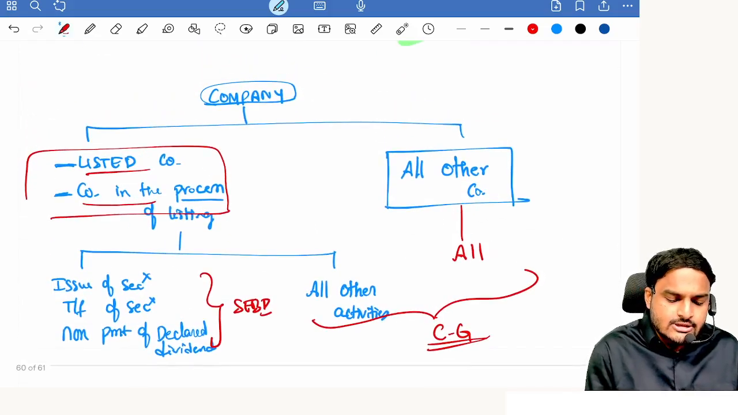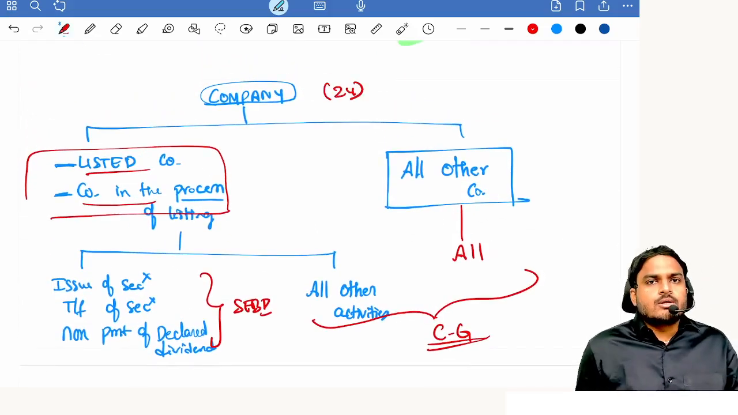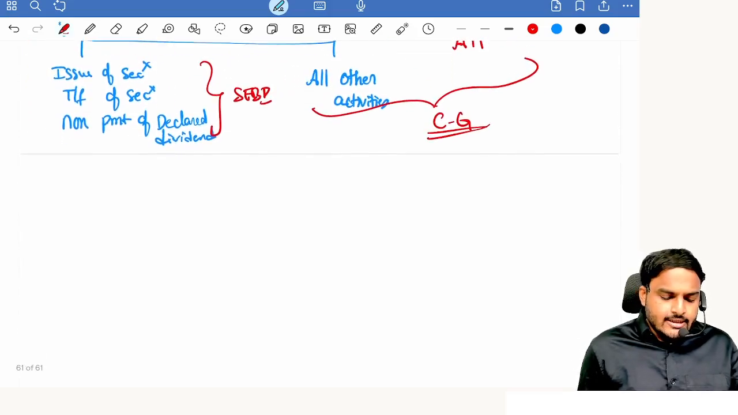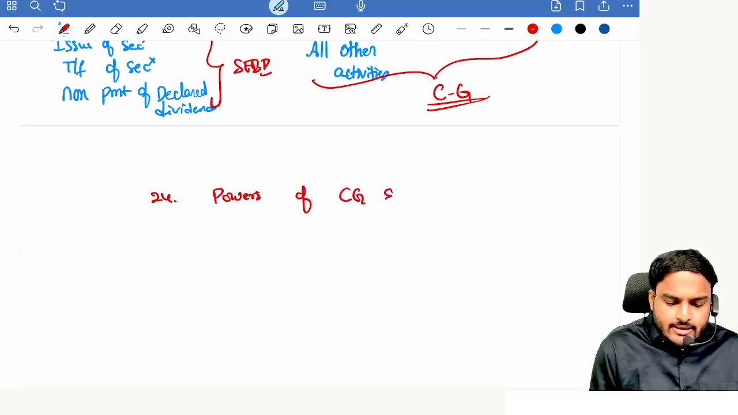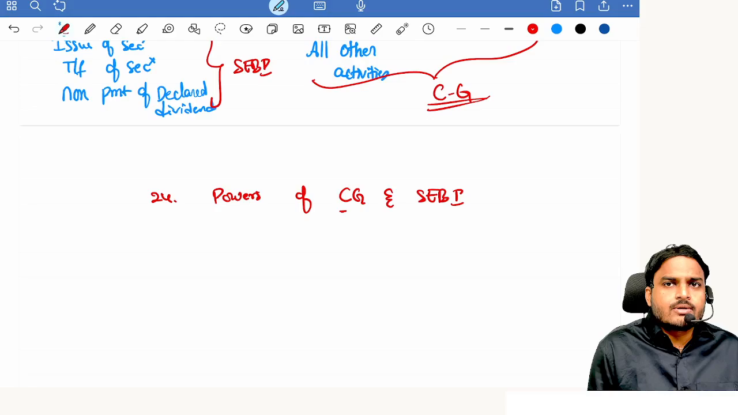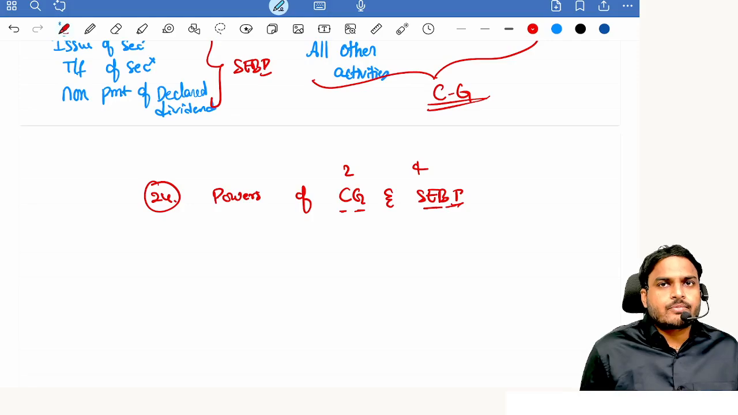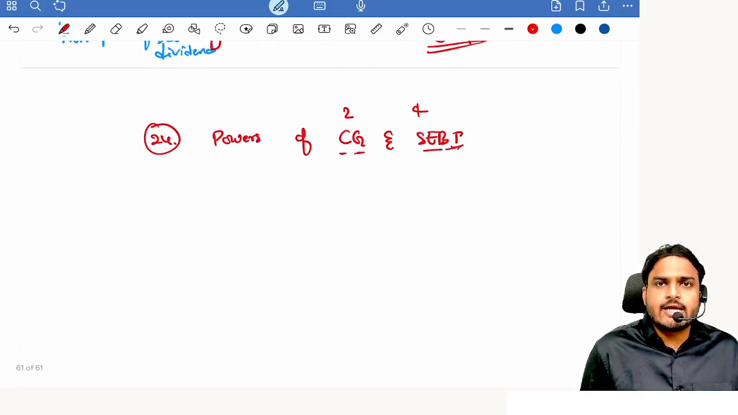This is all about section 24. So let me write section 24 in a clear manner. What is section 24, sir? Powers of central government and SEBI. Easy to remember. Central government, how many letters? 2. SEBI, how many letters? Section 24. Understood? Powers of CG and SEBI.